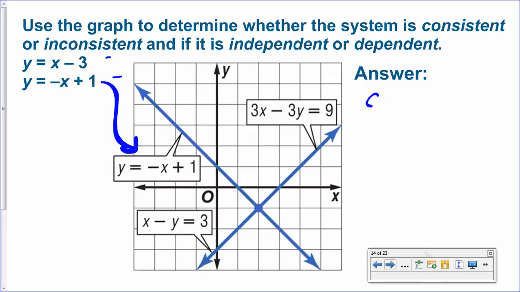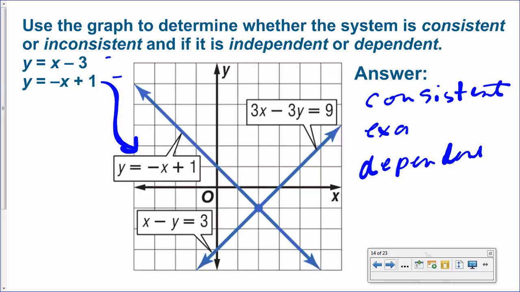Consistent. And they also have what? How many solutions? Exactly one solution. So that makes them dependent? Look at your chart. Independent, I'm sorry. Independent. So they're consistent and independent.